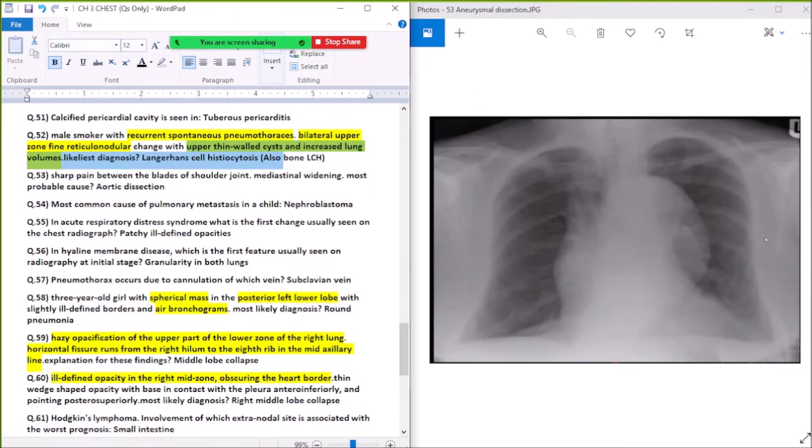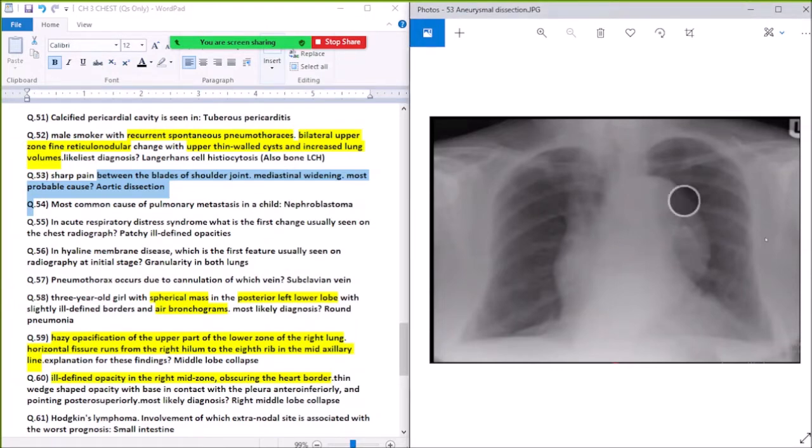Question 53. Sharp pain between the shoulder blades with mediastinal widening most likely causes aortic dissection.